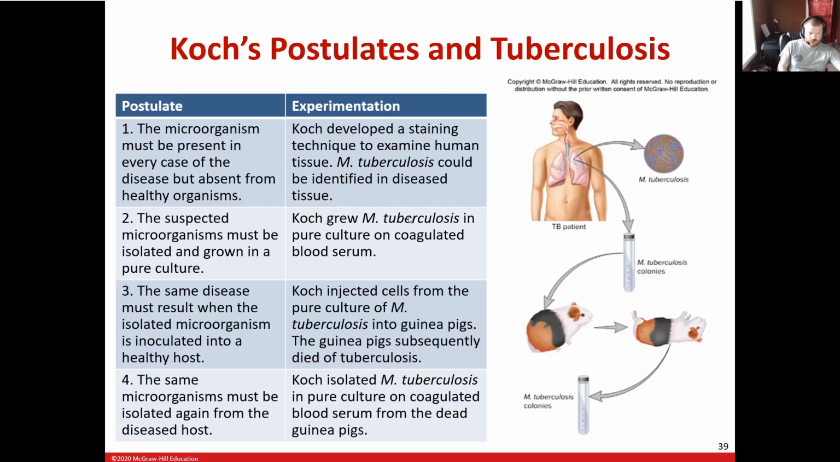So M. tuberculosis. And so what Koch did is derive these four postulates, and what you would do is use these four postulates to see if in fact a particular microorganism is causing a disease, right? So the first postulate is the microorganism must be present in every case of the disease and absent in healthy organisms, right? So again, I'll point out some issues here.